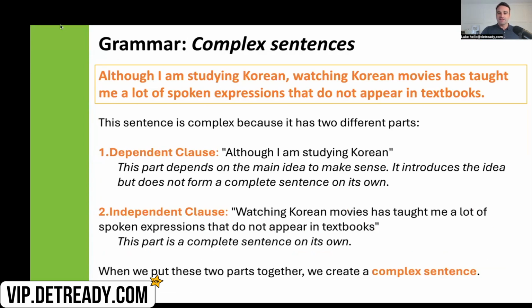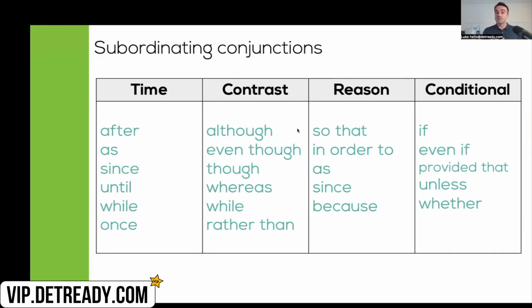Yeah, I'll leave this for you. I'm going to put the PDF in VIP so you can download it later, but I'll leave this there for you to read it by yourself. So, subordinating conjunctions are the words that link parts, two thoughts together to make a complex sentence. Here are a bunch of them.